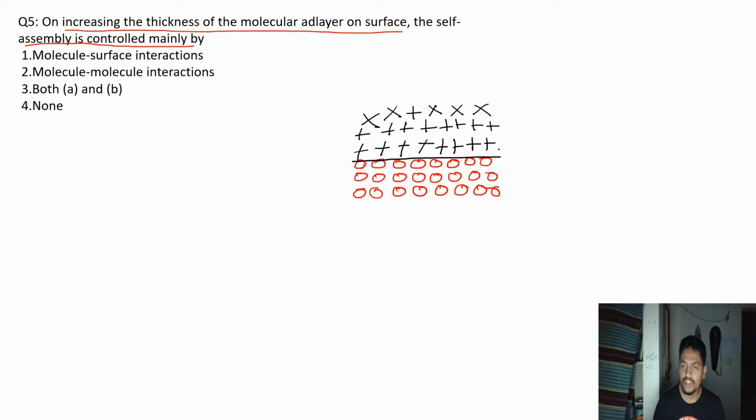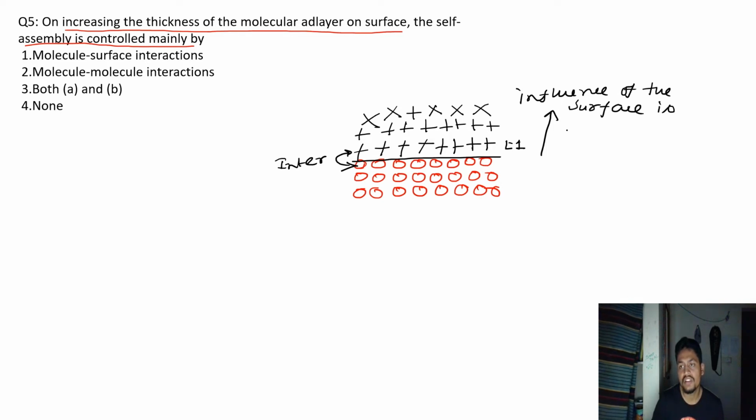If we think about layer one, this is layer one I'm talking about. Here the interaction between the surface and add molecules is there. And whenever we go in this direction, to the above and above layers, the influence of the surface is decreasing.